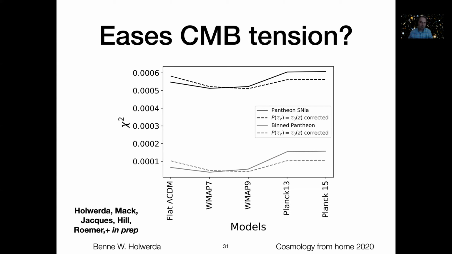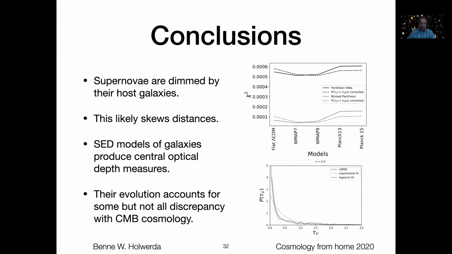If we really want to get down to 1% accuracy for supernova distances, then you need to give each supernova a prior, see what its host galaxy is like, see what stellar mass it is, and say, okay, for that redshift, you need this prior. There should be an evolving prior for these things. All right, so the conclusions are the supernovae are dimmed by the host galaxies. That's definitely happening. This likely skews the distances some. SED models of galaxies produce a distribution that definitely evolves over time. And their evolution accounts for some, but definitely not all, of the discrepancy with the CMB cosmology. But this would be a way to make things less worse.